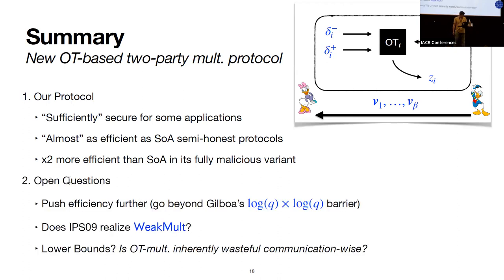Some open questions to conclude. So can we push the efficiency further? Can we go beyond Gilboa's log Q OTs times log Q communication? Can we show that the IPS protocol realizes weak malts? That was the original question that we tried and failed to answer. And finally, what about lower bounds? Maybe OT multiplication is inherently wasteful in communication. Maybe Gilboa's barrier is unavoidable. Thank you.